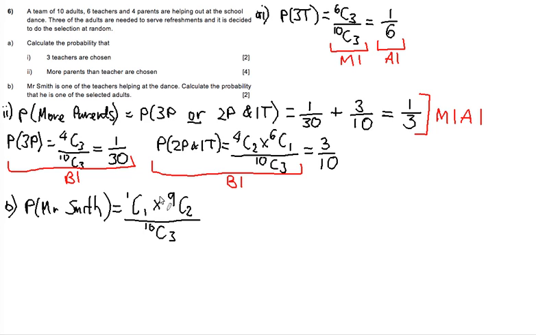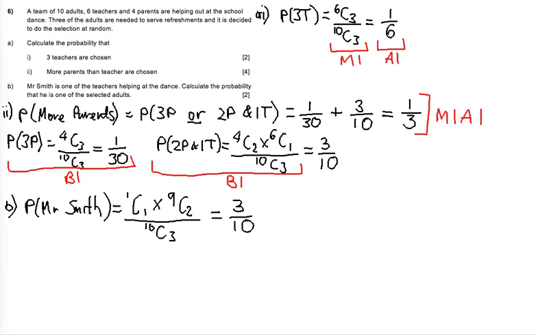Okay, so what I've done there is I've split up the group into a group of 1 person, Mr. Smith, so I've got 1 choose 1 where I've chosen him, and the group of 9 people which are non-Mr. Smiths and picking 2 from them. When I put this in my calculator and work it through, what we get is a probability of 3/10.